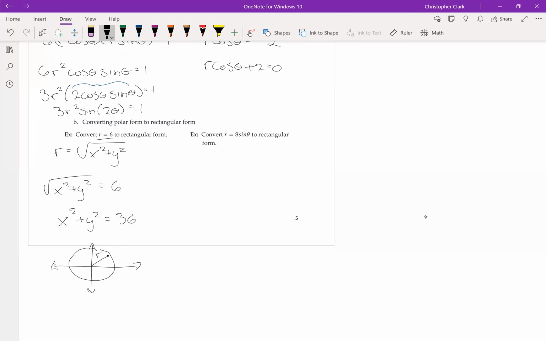So let's try the second one. r equals 8 sine theta. For this one, it's probably going to be easier to start off by multiplying both sides by r. So you get r squared equals 8r sine theta. Now the point is that when we have this r squared, we can rewrite this as x squared plus y squared. And look at this r sine theta, well, that's just y, right? So this is 8y.